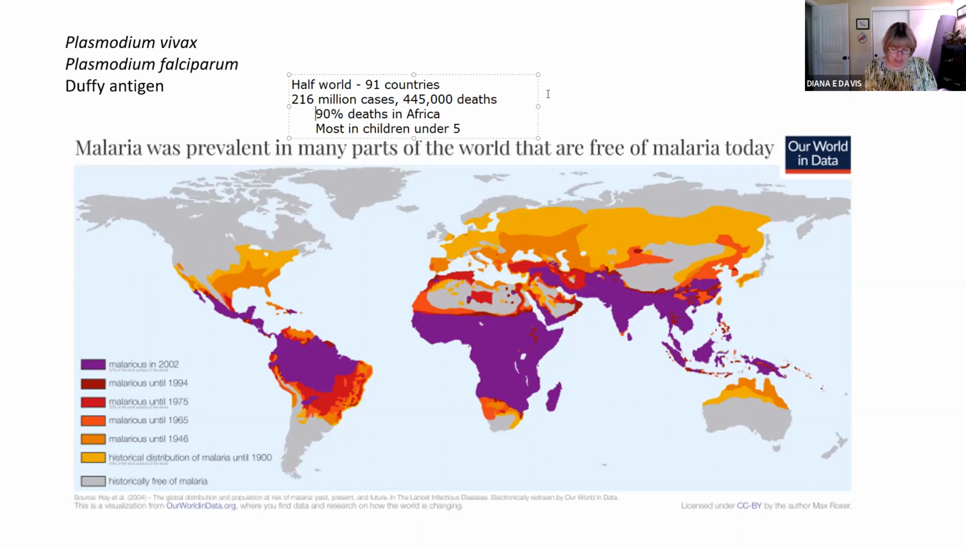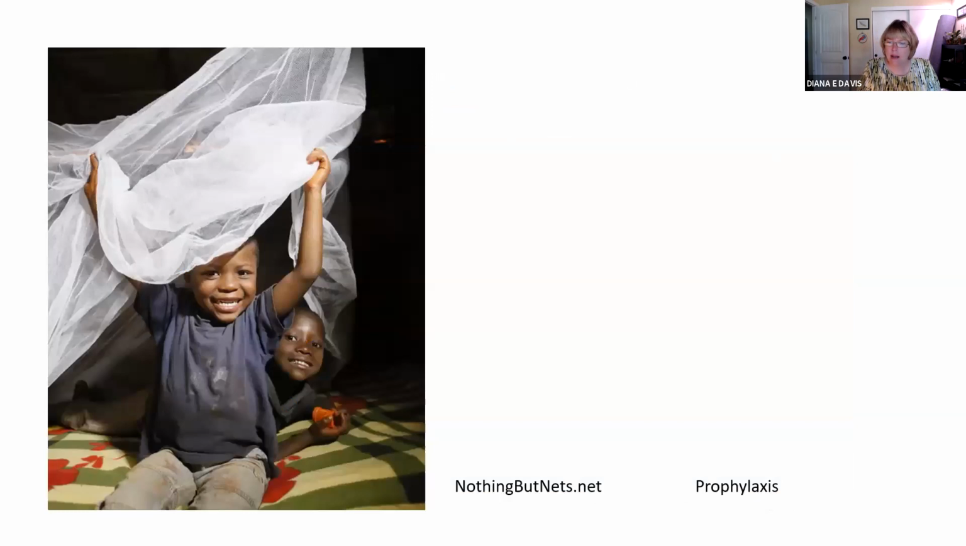So what can be done? We can do prophylaxis. Prophylaxis means preventative measures, and these include window screens and bed nets. So these are a couple of kids in Africa, and this is their mosquito net. Mosquito nets are relatively cheap. Heck, window screens are relatively cheap and highly, highly effective at reducing malaria.